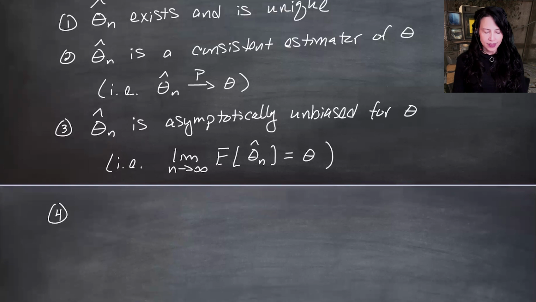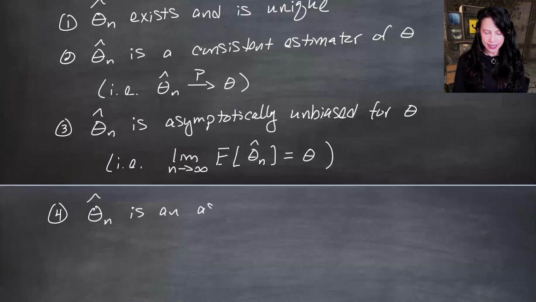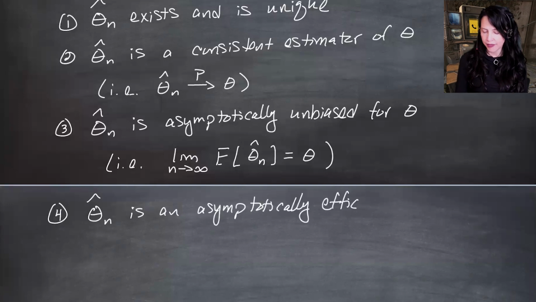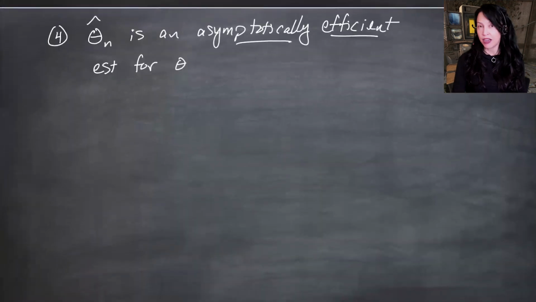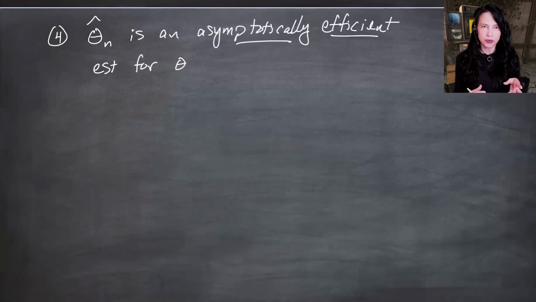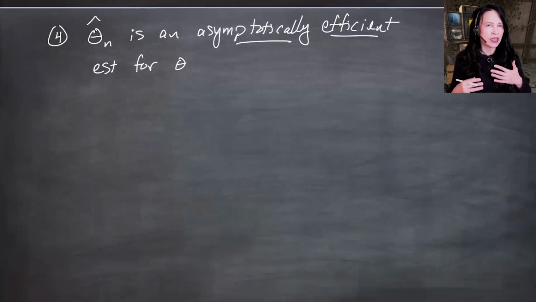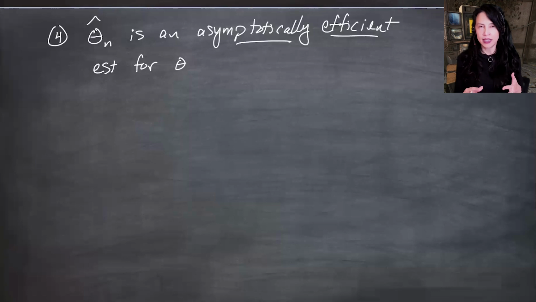For number four, I forgot to define something. I'll come back and talk about this right after this list. This theta n hat is an asymptotically efficient estimator for theta. So what this means, I forgot to define efficiency, is the idea that the variance of your estimator is approaching the Cramér-Rao lower bound in the sense that it's getting as low as it can go as the sample size gets large.